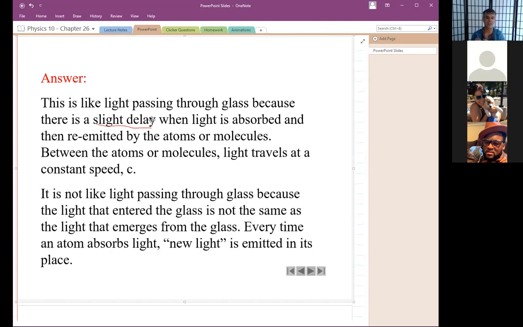The way it's not like light is the light that entered the glass is not the same as the light that emerges from the glass. Every time it's basically new light. So in this analogy, how would this work? Well, if every time this person had an interaction with somebody else, I guess that person absorbed the other person and then somehow emitted an identical person who then walked across the room, had an interaction, somehow got absorbed in that interaction, and then re-emitted as an identical person.